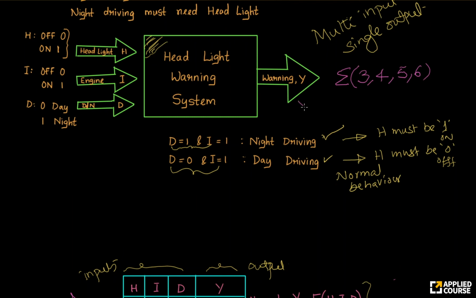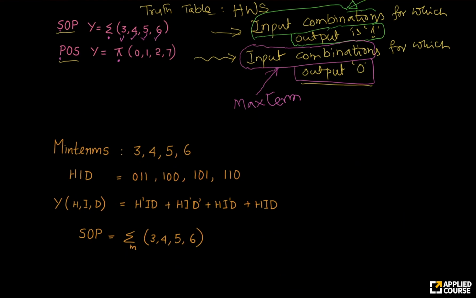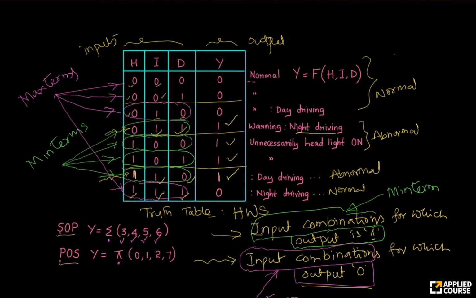and this we write as Y as a function of H, L, I, D. The other way is that we consider the max terms.